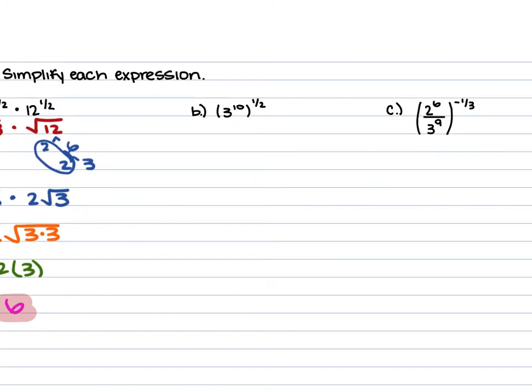For example B, we have 3 to the 10th power raised to the 1/2 power. Remember our rules for exponents: when we have a power raised to a power, we multiply those two powers. So this is going to be the same thing as 3 to the power of 10 times 1/2. 10 divided by 2 is 5, so that's just 3 to the 5th power, which leaves us with 243.